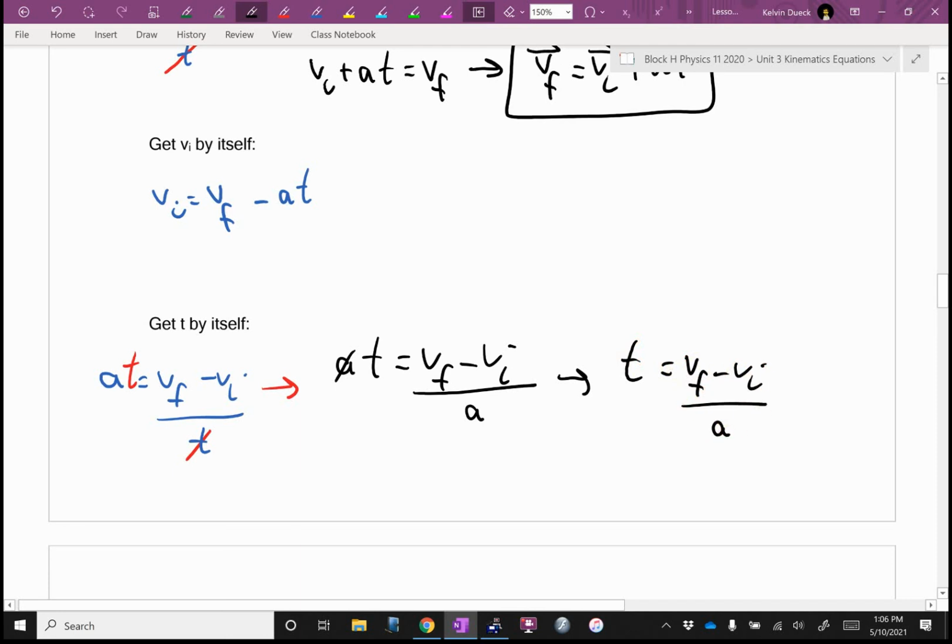And now that I've rewritten the equations, now I'll put the vector symbols in and make it look pretty. So boom, boom, boom, no vector on time.